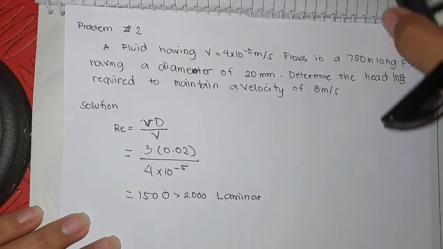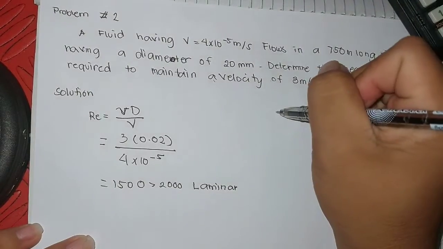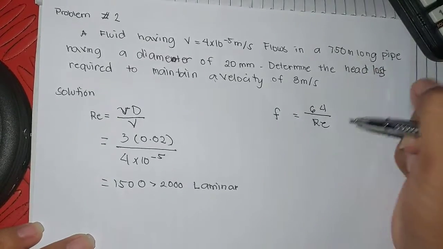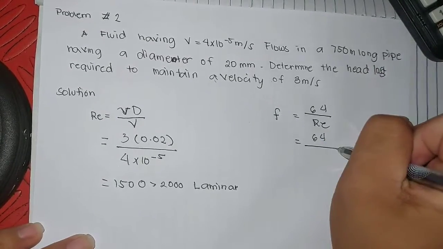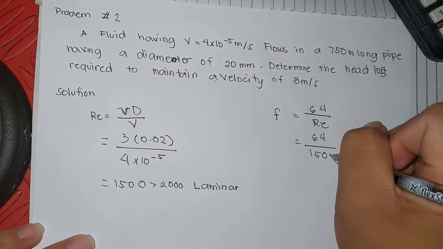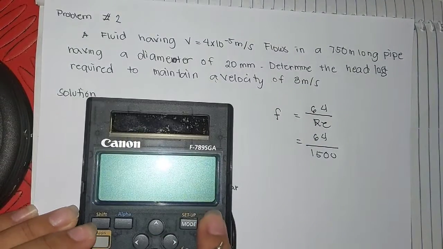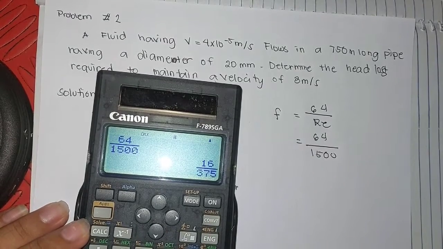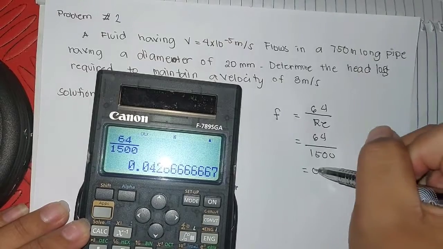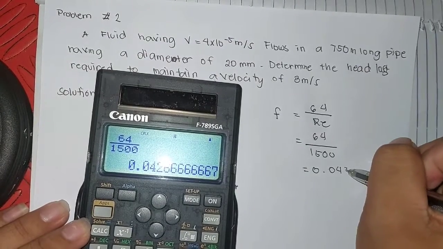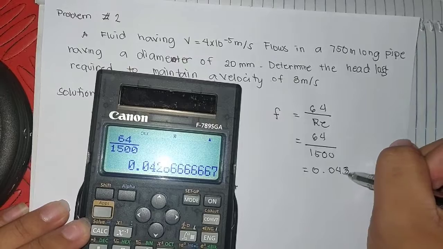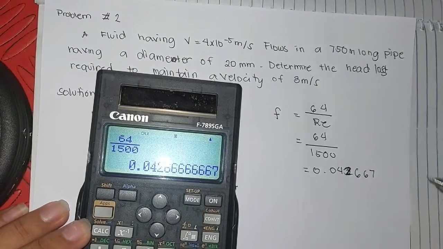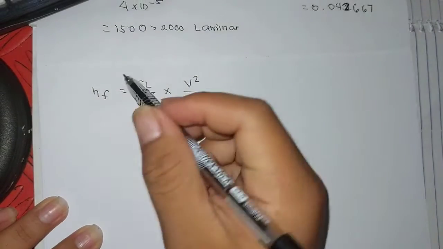We're now going to identify the value of f, where f is equal to 64 over the Reynolds number. So 64 over 1,500. We're going to calculate that. 64 over 1,500 is equal to 0.04, and continuing, 0.04267. Now for the head loss, we have our formula here.